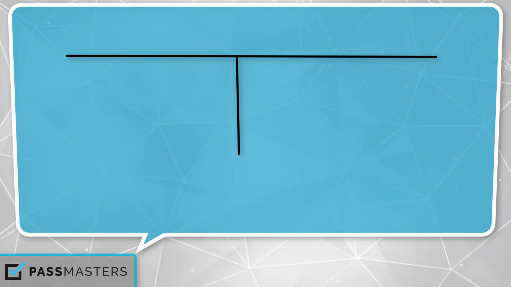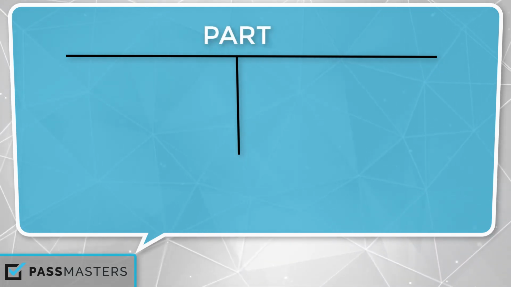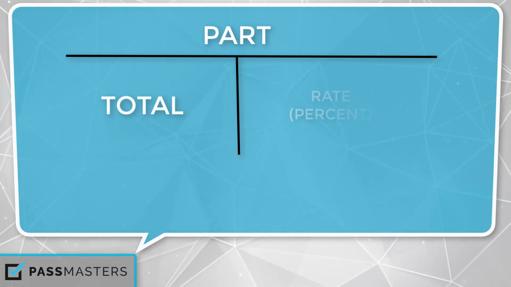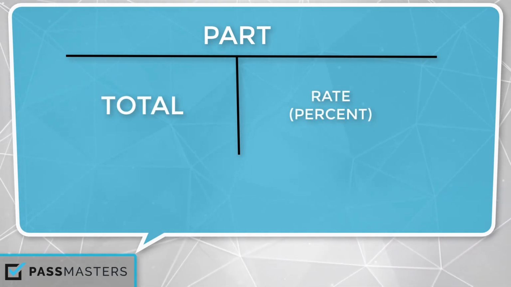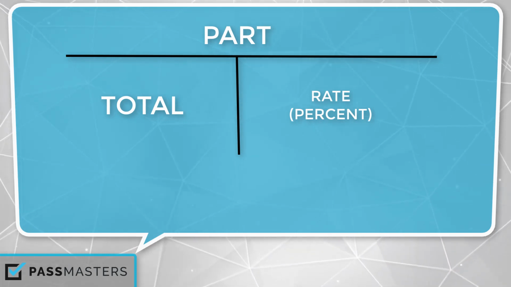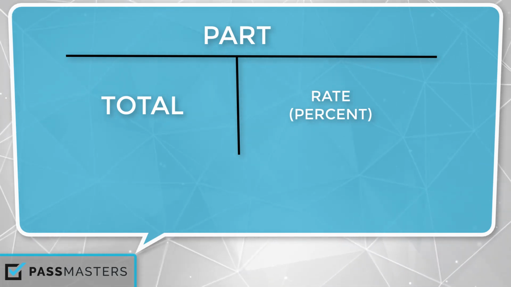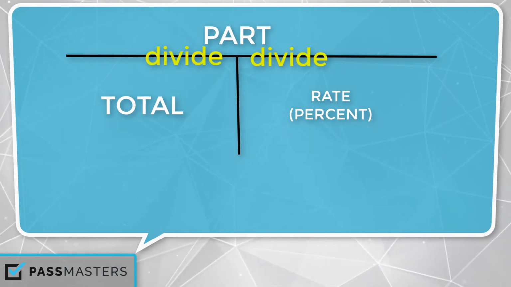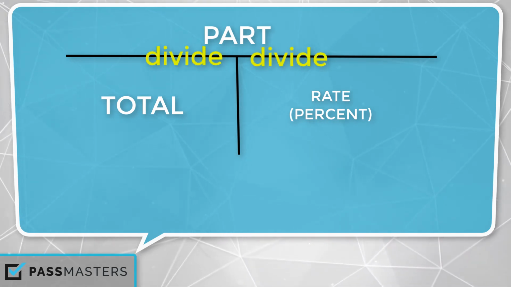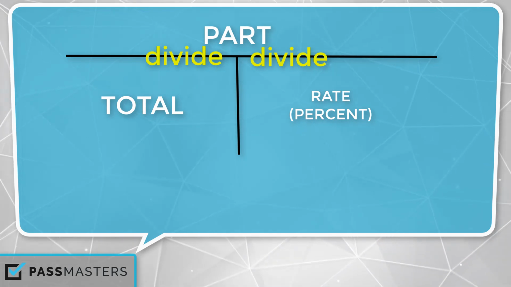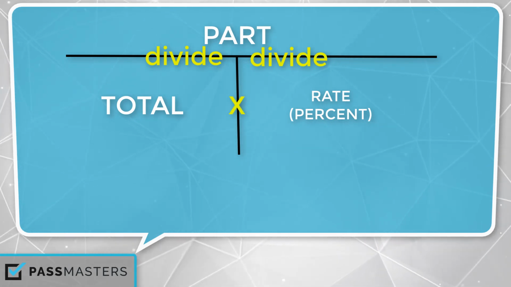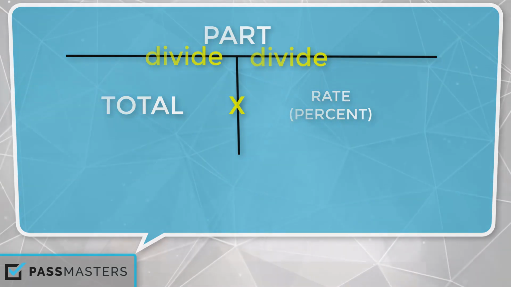Okay, so we've got the T, and at the top, we're going to put part. Bottom left, we're going to put total. In the bottom right, we're going to put rate or percent. And also, in between part on top and total and rate on the bottom, put a division sign. In between total on the bottom left and rate on the bottom right, put a multiplication sign. Because this is the way that this math works for your real estate exam.